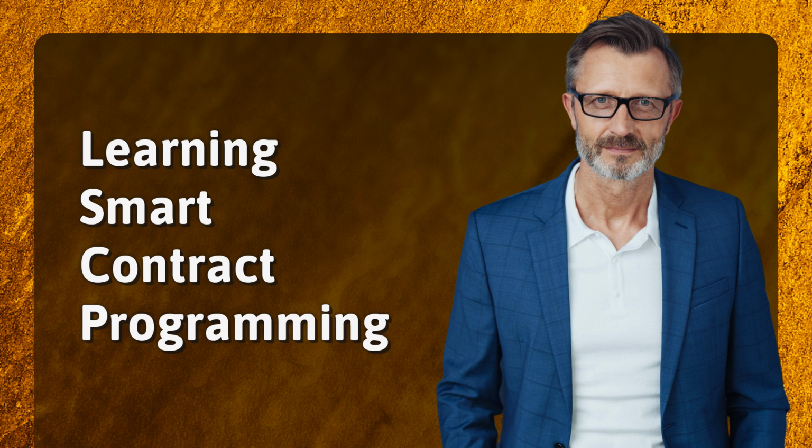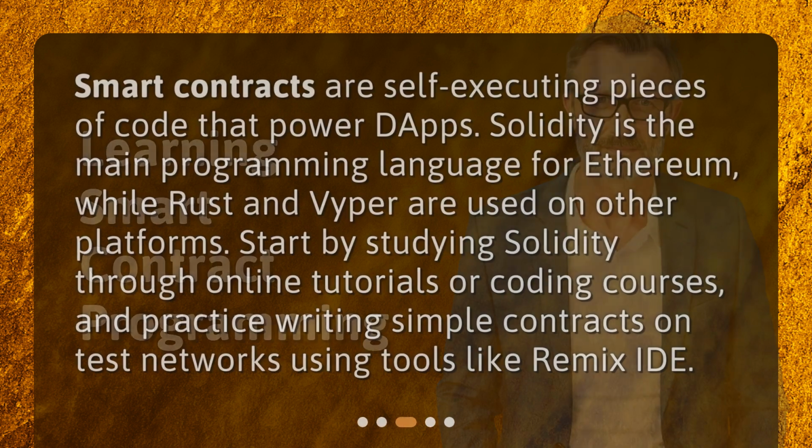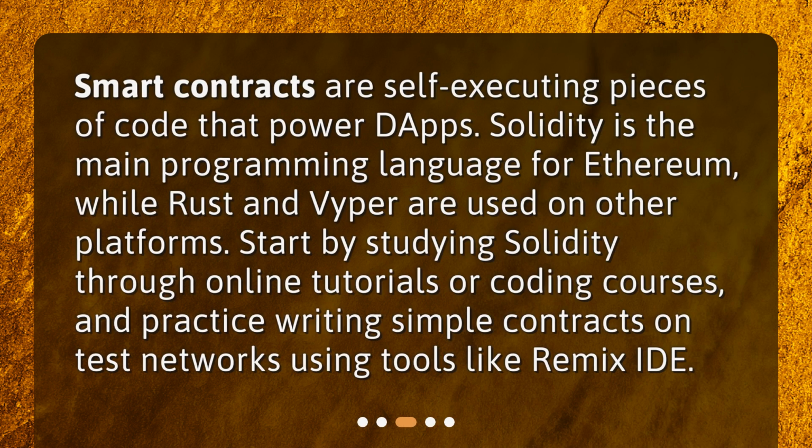Learning smart contract programming. Smart contracts are self-executing pieces of code that power DApps. Solidity is the main programming language for Ethereum, while Rust and Vyper are used on other platforms. Start by studying Solidity through online tutorials or coding courses, and practice writing simple contracts on test networks using tools like Remix IDE.